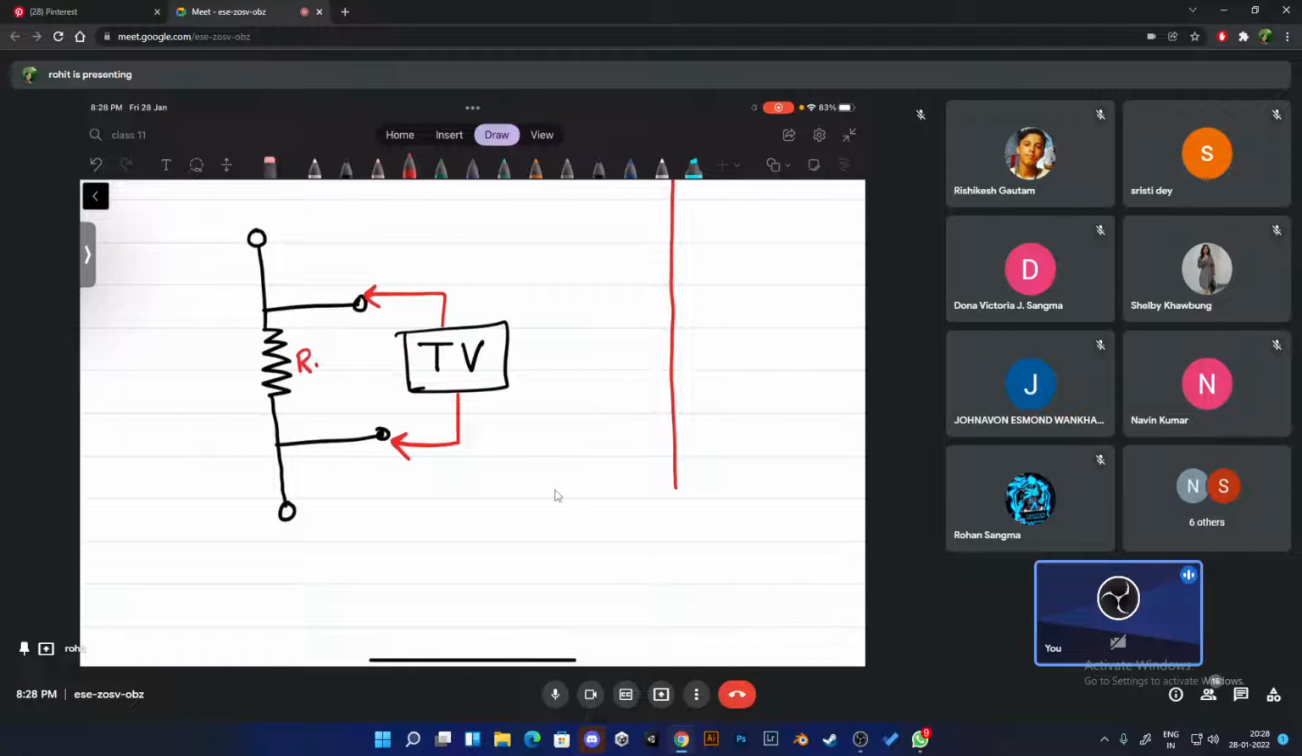Let's say this is RL, the load resistance. What does your TV want? Please tell me. Let's be clear with this. It needs voltage or not? Uniform voltage. Okay, how much voltage does it need? 60. Okay, just an example.